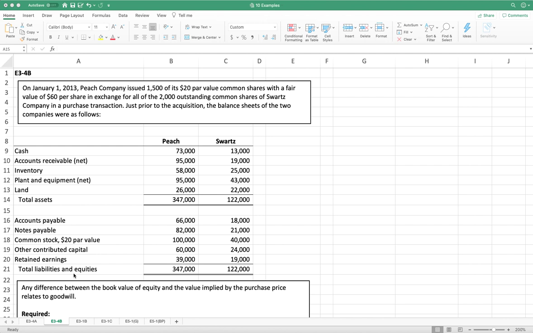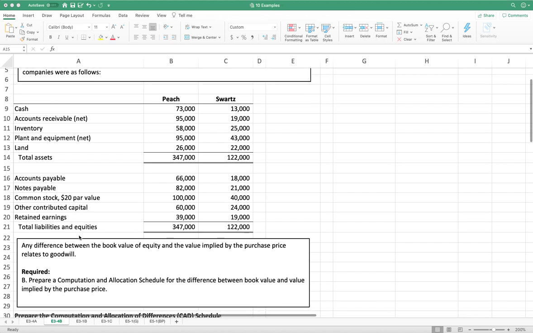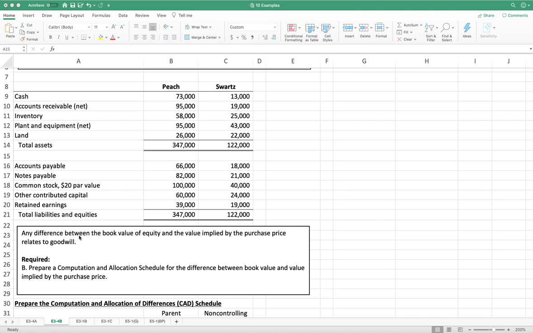So recall that on January 1st of 2013, Peach Company issued 1,500 of its $20 par value common shares with a fair value of $60 per share in exchange for all of the 2,000 outstanding common shares of Schwartz Company in a purchase transaction. They also gave us the balance sheet of each company just before the acquisition went through. And in the last example, we prepared the journal entry to record the acquisition.